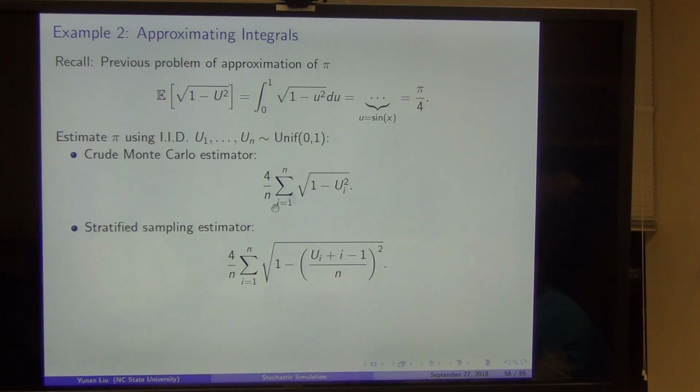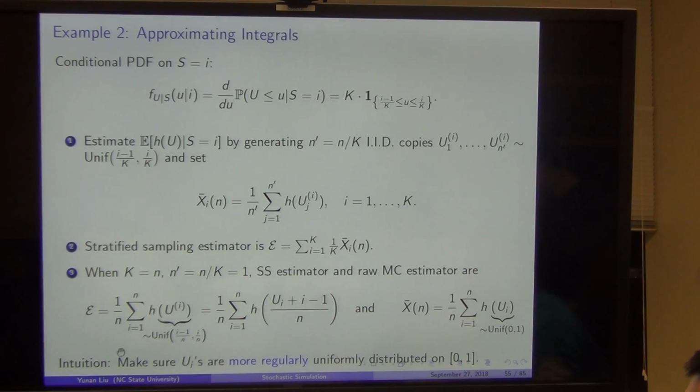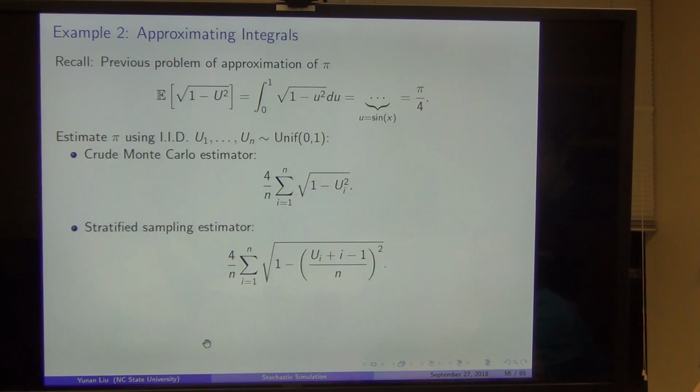If you do stratified sampling, you're not going to do this. You're not going to use i.i.d. copies of uniform between 0 and 1. You're going to use independent uniforms, but not identically distributed. Each uniform will be uniformly distributed within its own interval, right? Think about this case, right? Here, the uniforms with the superscript i are not i.i.d. They're independent, but they have their own domain, right? Their domains do not overlap. So this is the new estimator. This will help improve. This will achieve a variance reduction.